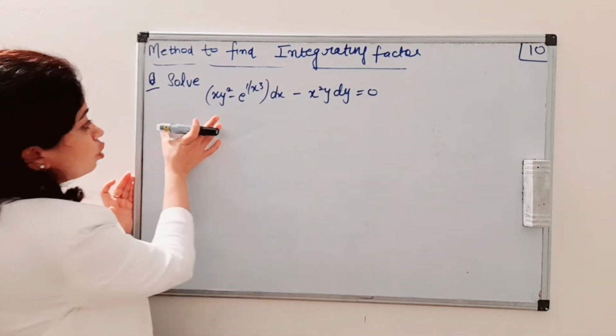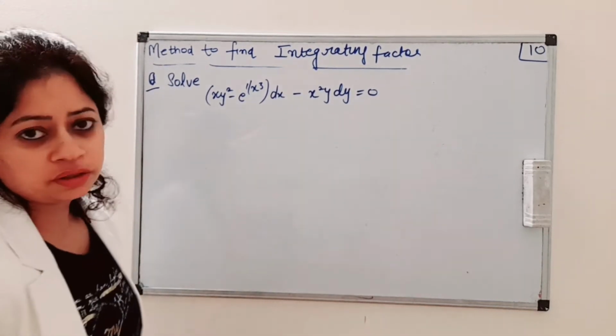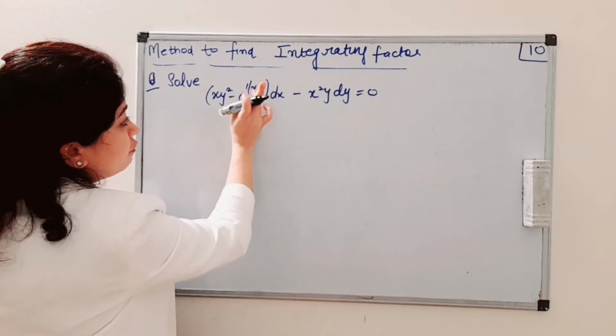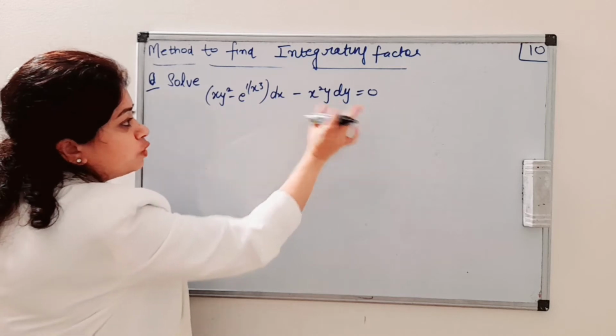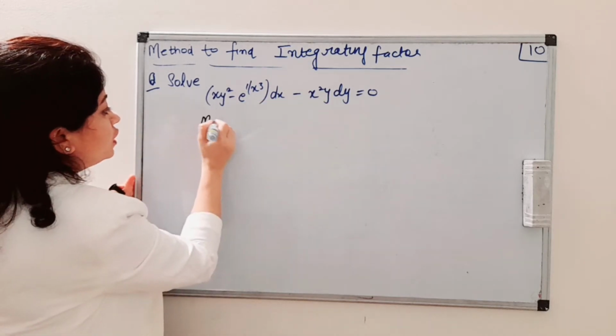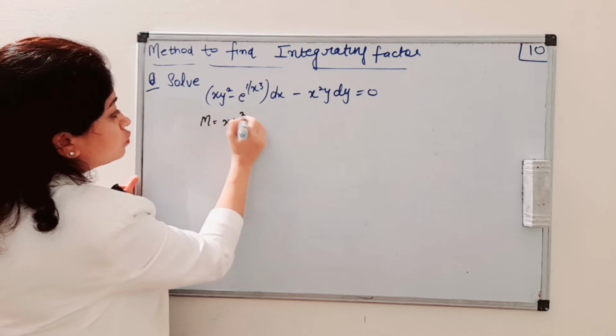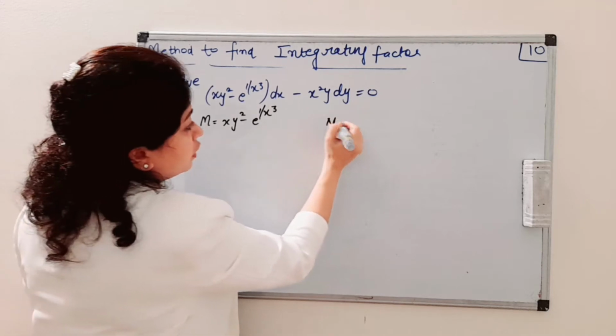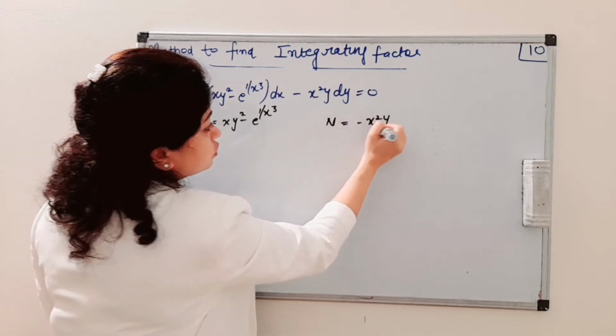We need to solve this differential equation. We have (xy² − e^(1/x³)) dx − x²y dy = 0. First of all, we will write what is M. M is xy² − e^(1/x³) and N is −x²y.